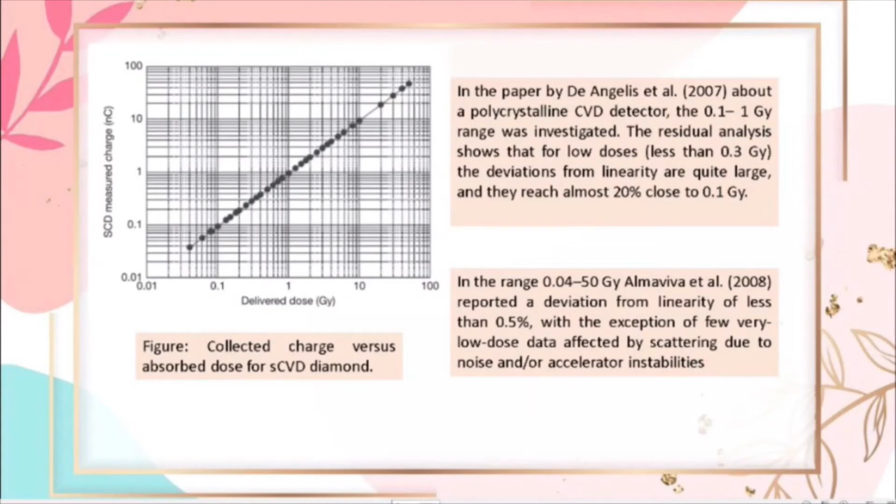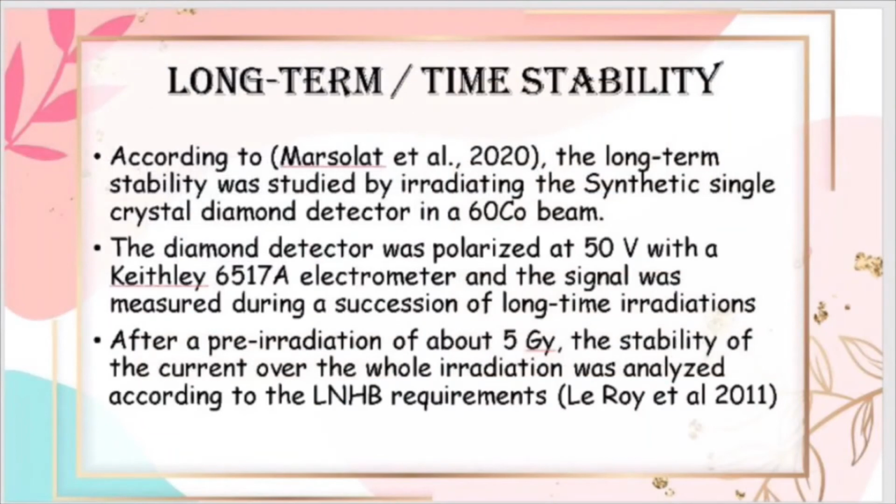For single crystal devices, this problem does not exist in the range of 0.04 to 50 gray. Almaviva et al. 2008 reported a deviation from linearity of less than 0.5%, with the exception of a few very low dose data affected by scattering due to noise and or accelerated instabilities. So the next dosimetric property is long-term or time stability.